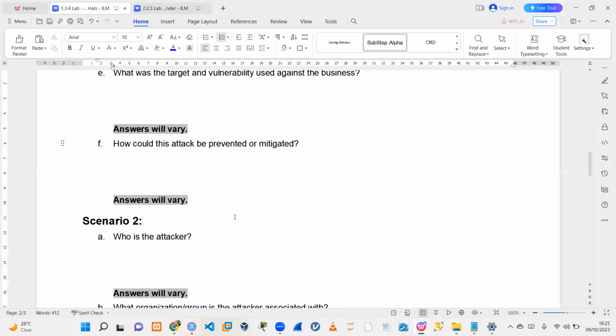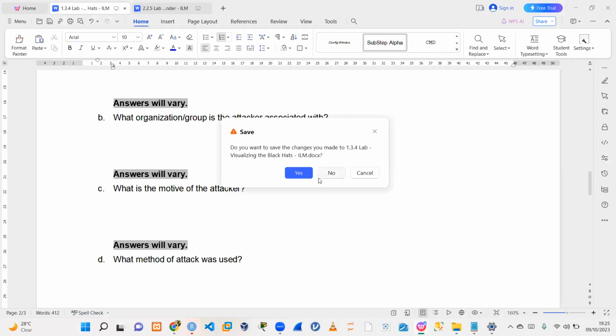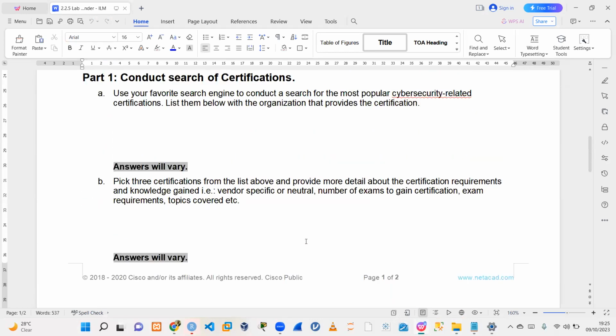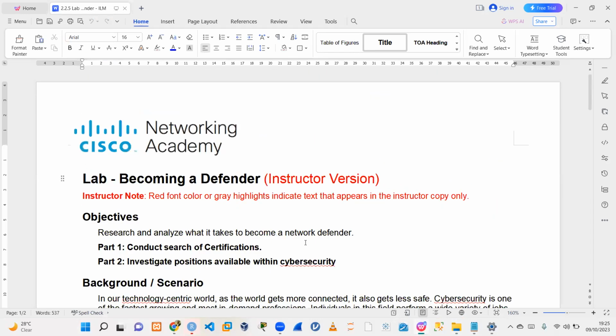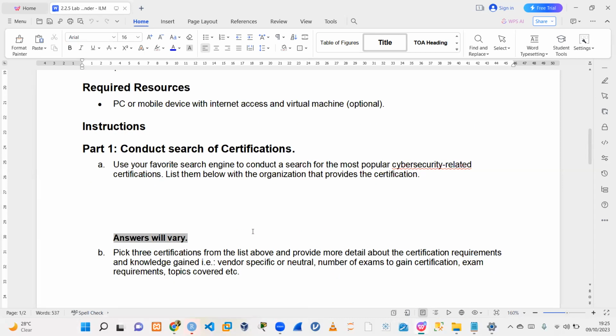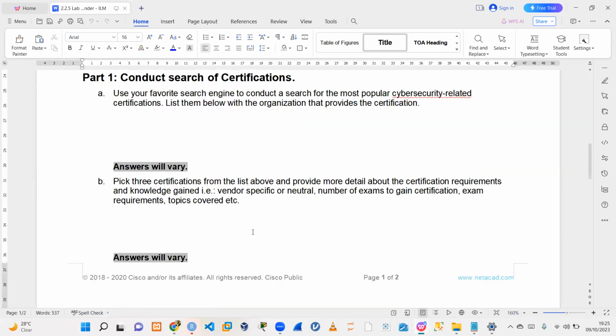Okay, let me see how to wrap up the last one for tonight. So, becoming a defender. This is about certifications. If you want to become a defender, this is lab 2.25. If you want to be a defender, what do you do? How do you go about it? What are some of the cybersecurity certifications?